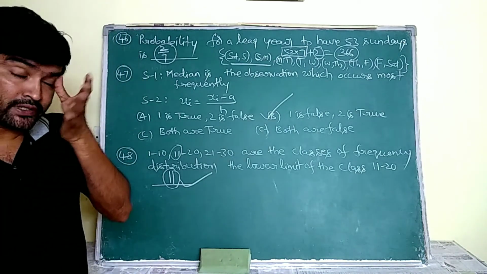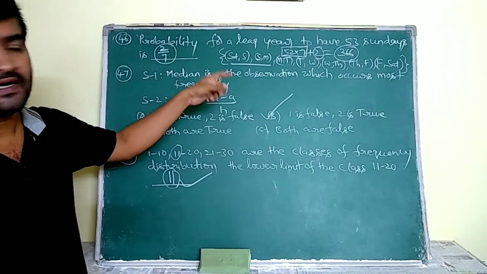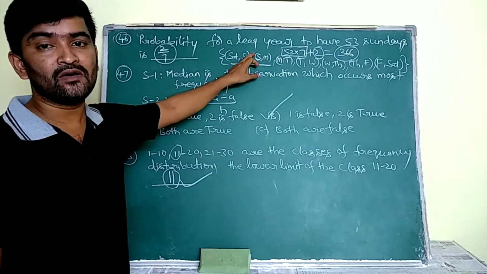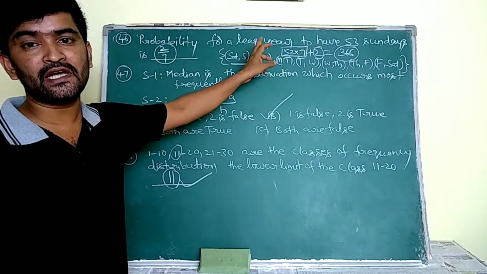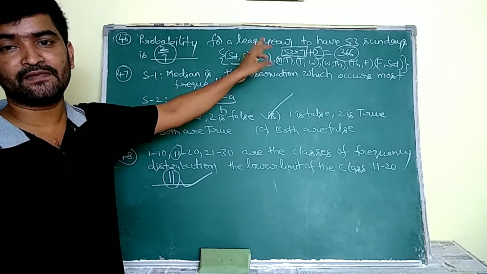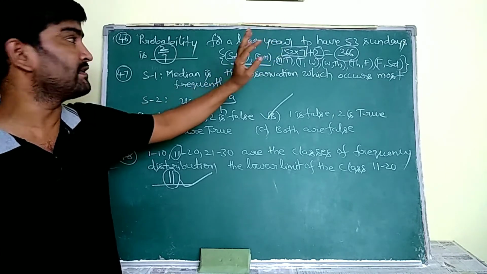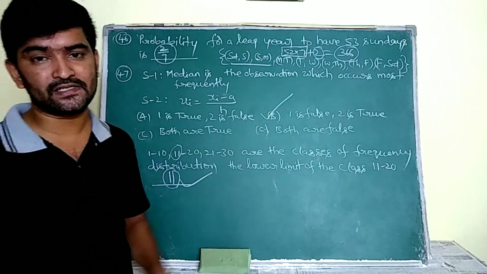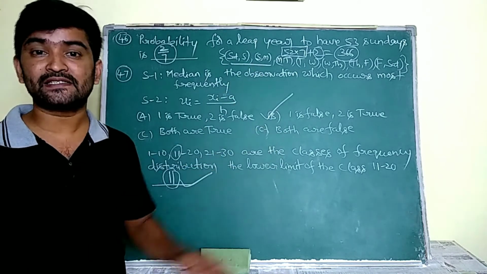Now the last 2 days may be any one of these: Saturday, Sunday; Sunday, Monday; Monday, Tuesday; Tuesday, Wednesday; Wednesday, Thursday; Thursday, Friday; Friday, Saturday. Like that, we have 7 possibilities for the last 2 days. So the sample space here is 7.